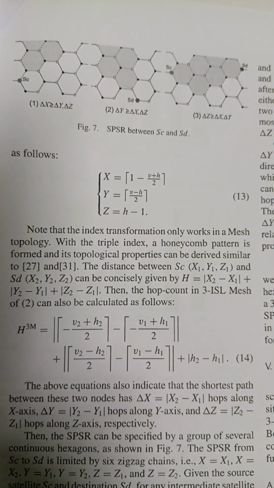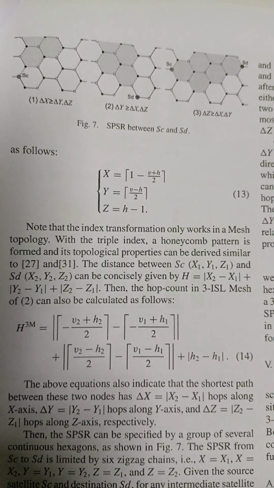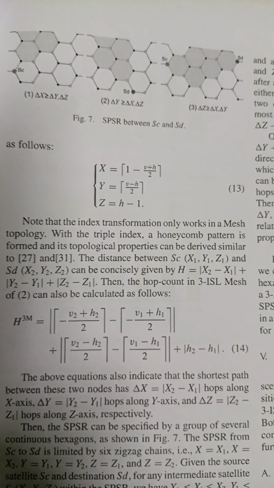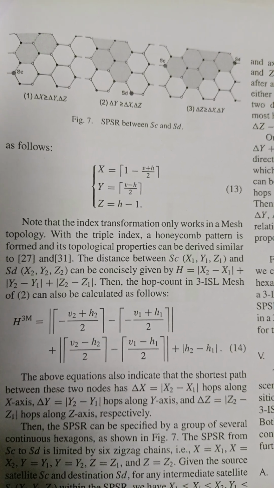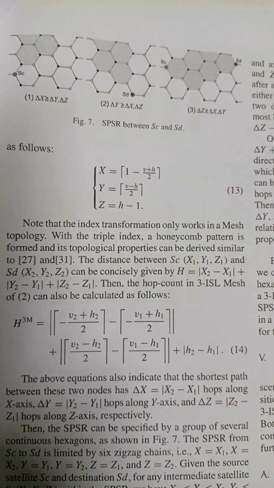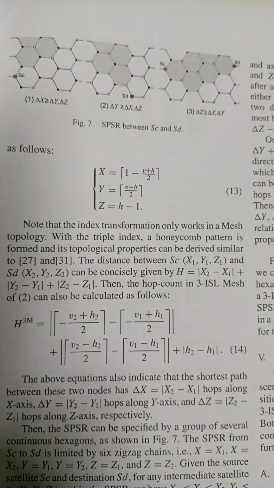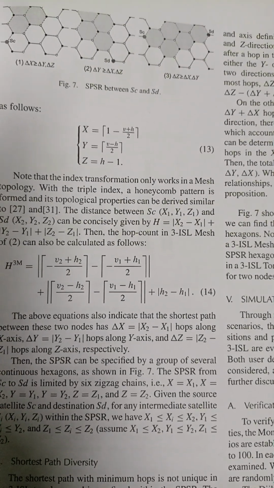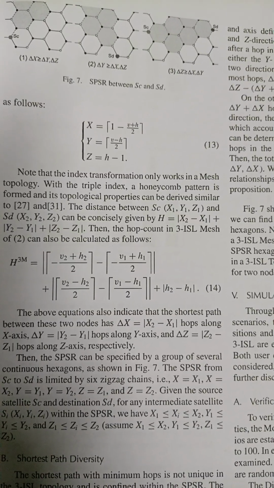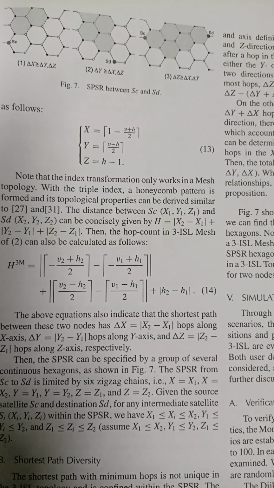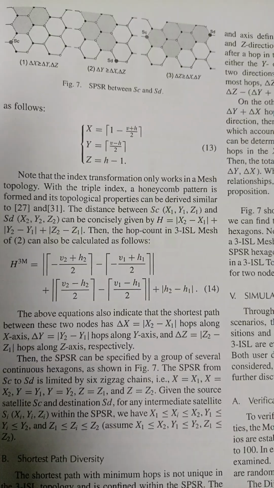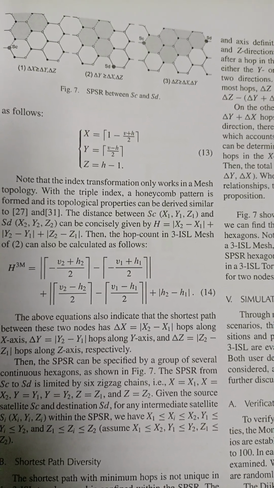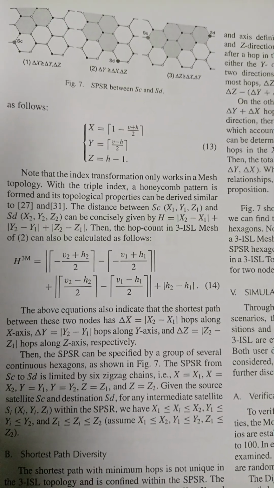The distance between SC of x1, y1, z1 and SD of x2, y2, z2 can be concisely given by h. Then the hop count in the 3ASL mesh topology can be calculated as follows. The above equations indicate the shortest path between the two nodes: hops along the x-axis, hops along the y-axis, and hops along the z-axis respectively.